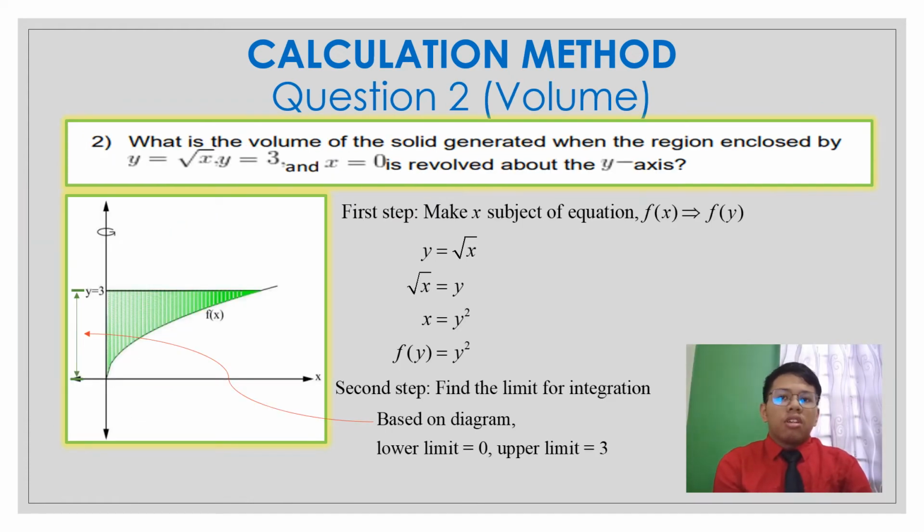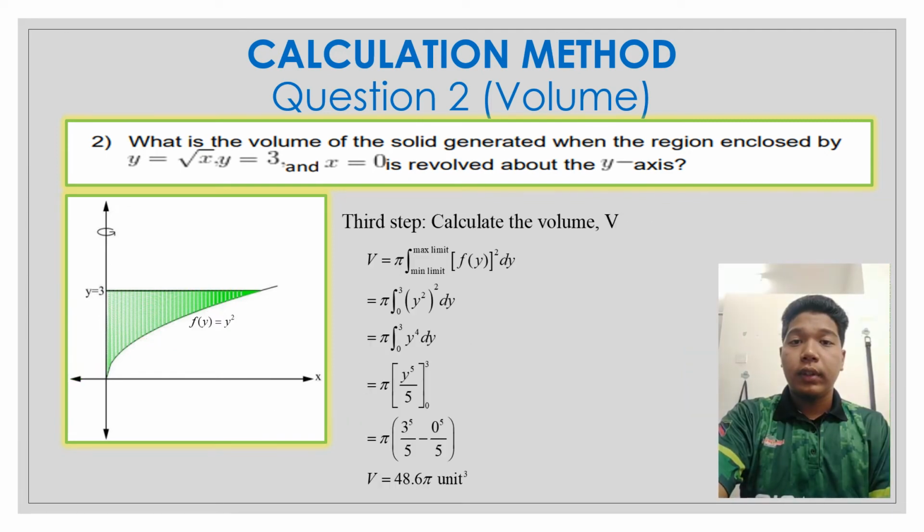For the second question, volume, firstly we change the subject of the equation from f(x) to f(y). y equals square root of x, so square root of x equals y, x equals y squared, so f(y) equals y squared. Second step, find the limits for integration. Based on the diagram, the lower limit is 0 and the upper limit is 3. Thank you to my friend for the presentation. Then we go to the next slide, the calculation method for question 2.